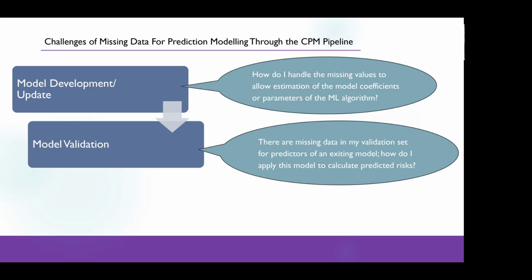At model validation, we might have an existing model that I want to validate in a new data set, but perhaps some or all of those predictors have missing data. The question then becomes, how do I apply that existing model to make predictions for an individual's risk in order that I can compare those with the observed outcomes?